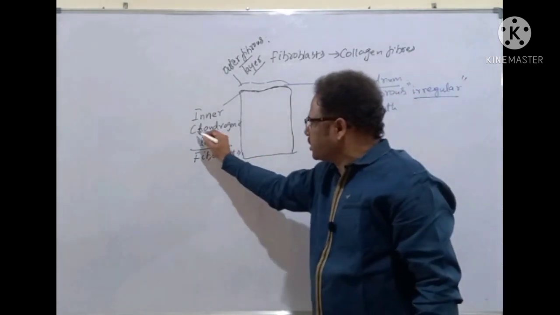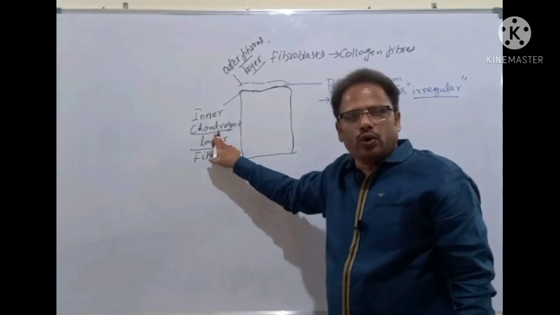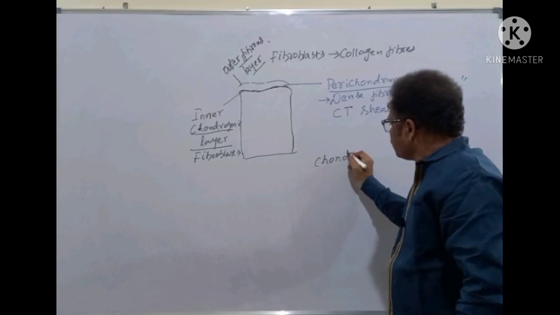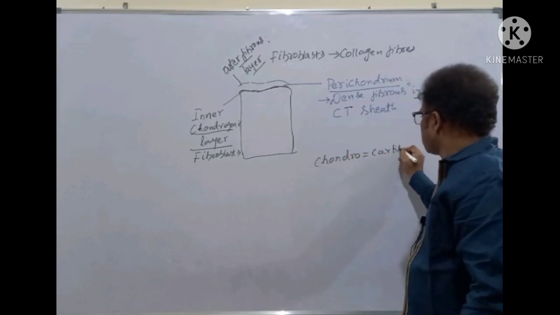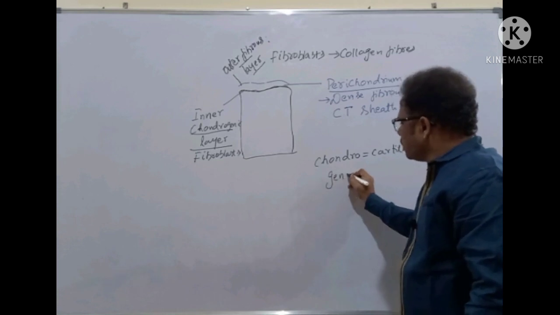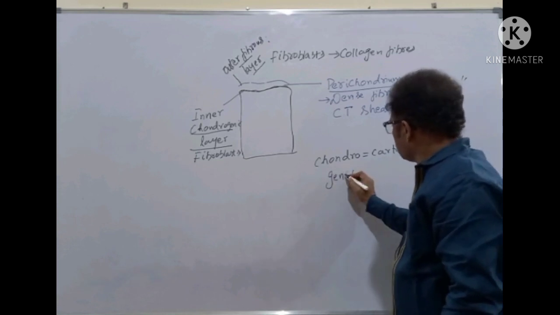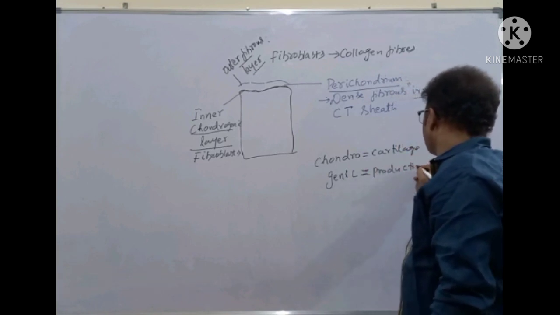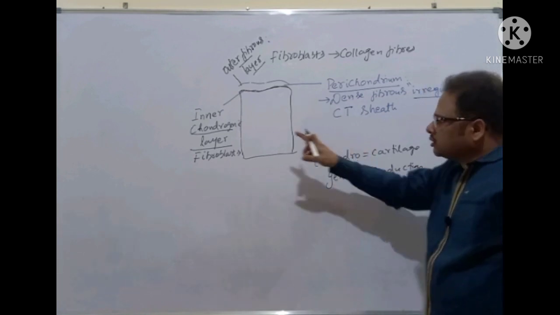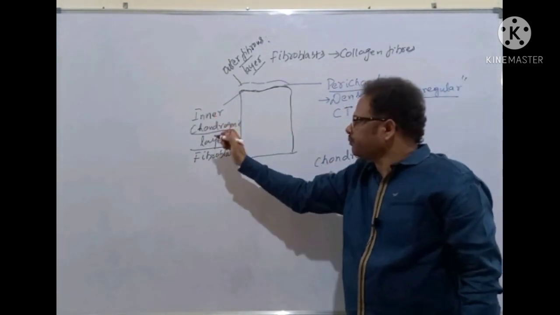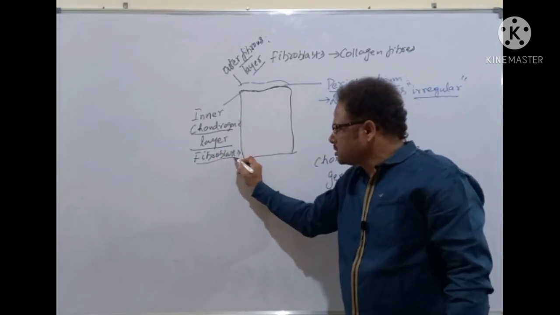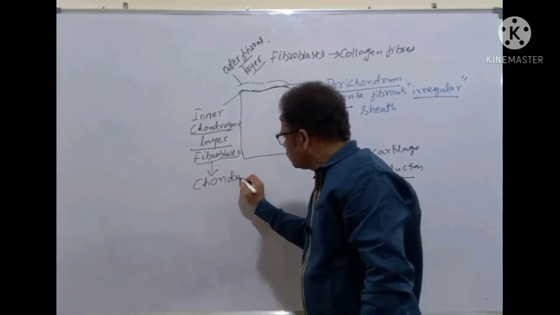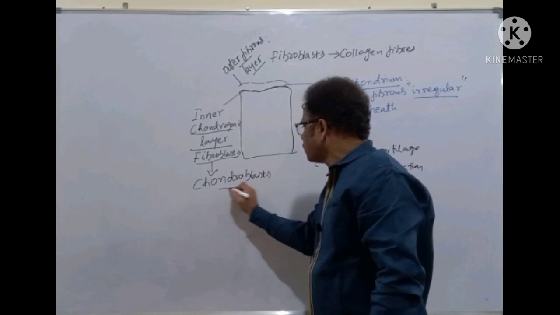Inner chondrogenic layer. You see here the terminology. Chondro means cartilage. What is genic here? Genic means production or secretion. That is, this layer secretes the actual cartilage. The inner chondrogenic layer contains the fibroblasts, and the fibroblasts secrete the chondroblasts. Clear?